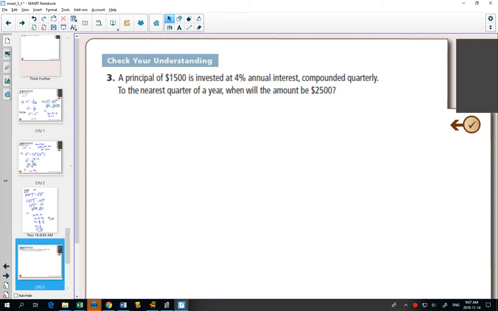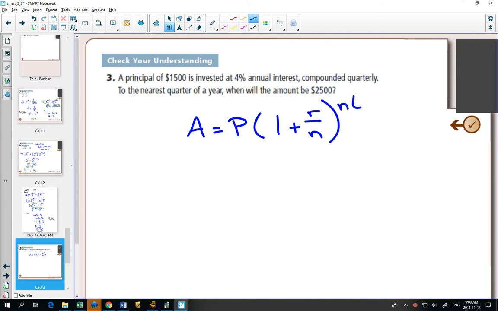And again, if you were given this question, you would be given the formula as well. A principal of $1,500 is invested at 4% annual interest compounded quarterly. Quarterly means 4 times a year. To the nearest quarter of a year, when will the amount be 2,500?